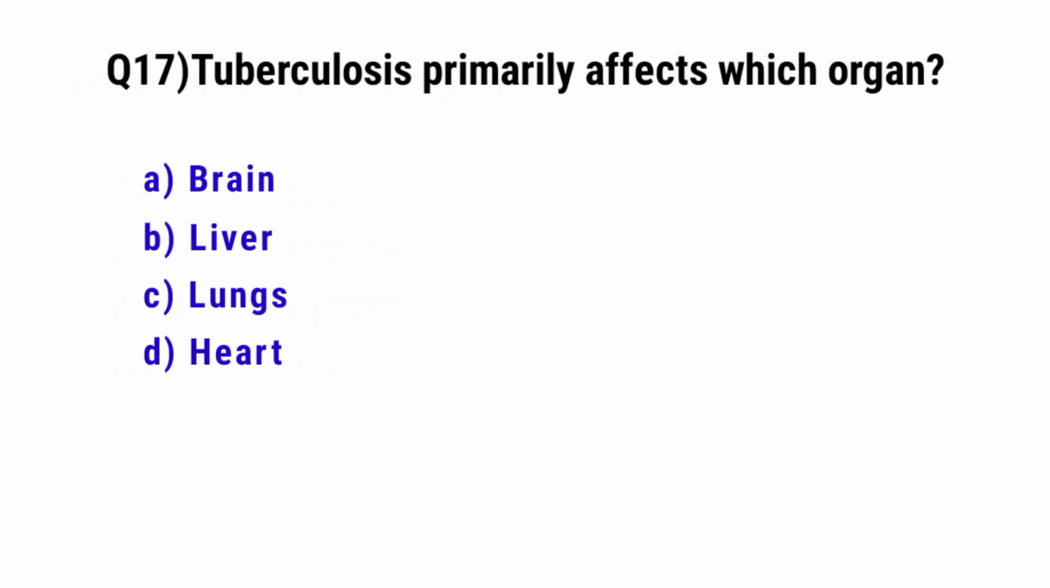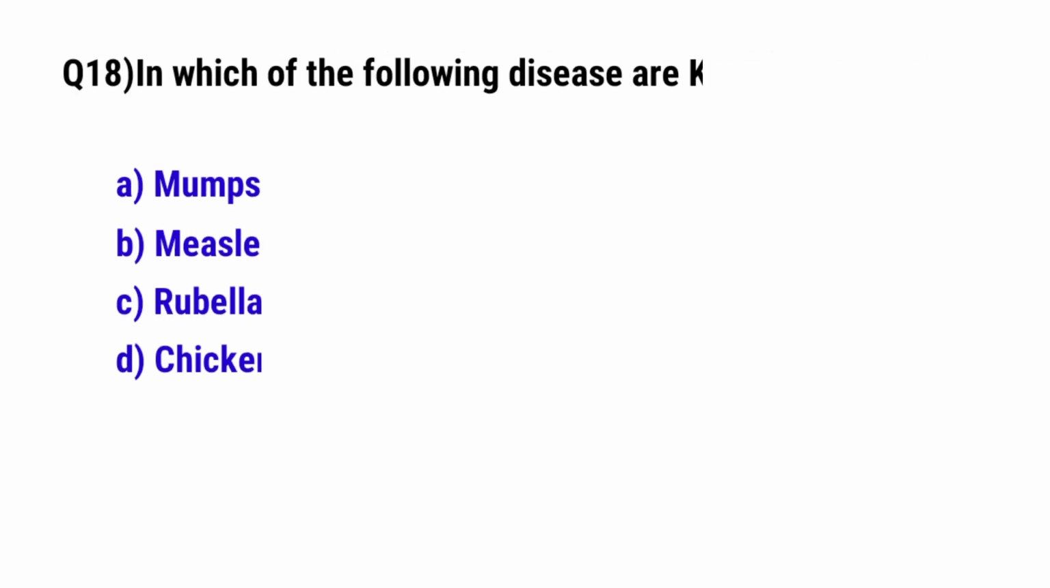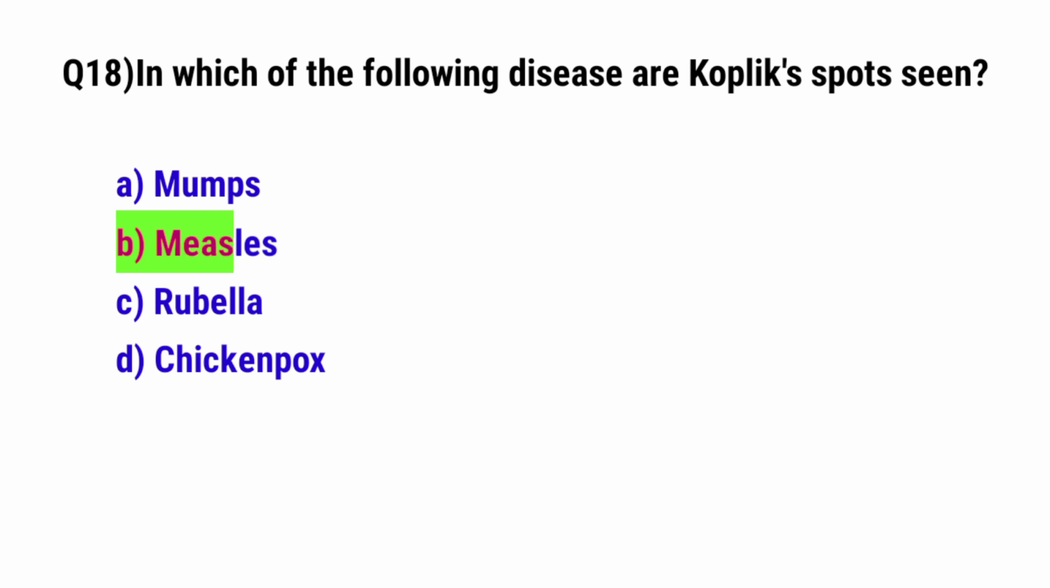Question number 17. Tuberculosis primarily affects which organ? The correct option is C. Lungs. Question number 18. In which of the following diseases are Koplik spots seen? The correct option is B. Measles.